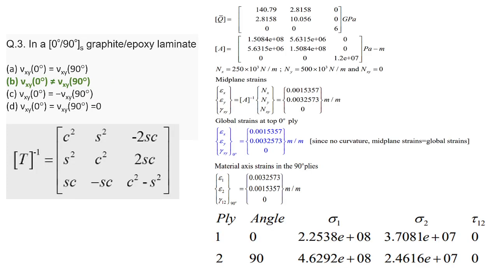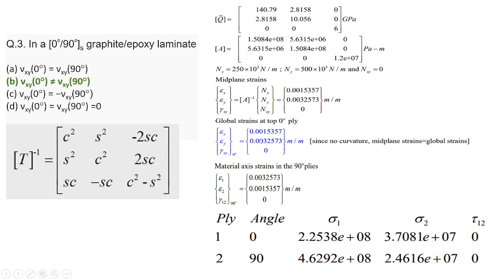Next question is, in a 0 and 90-degree symmetric graphite epoxy laminate, what will be the value of the Poisson ratio? Now, to define this, I took an example from the last sample problem discussion session, and here the values are given of the Q matrix, and from that we get the A matrix, and we finally find the material axis strain in a 0-degree ply and the 90-degree ply.